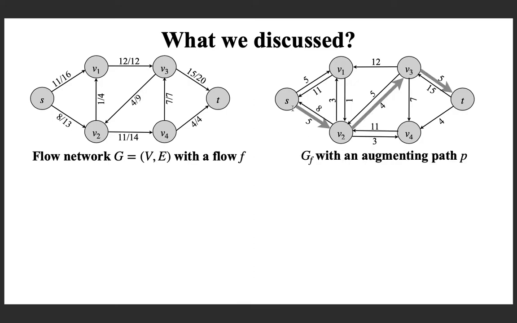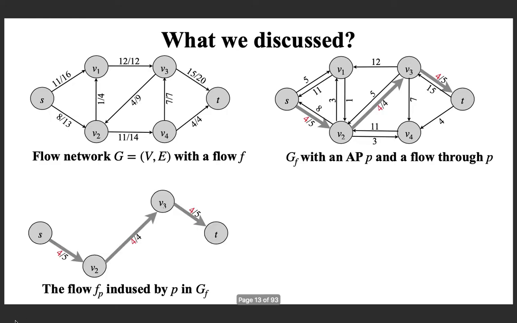Now, here in this given residual network, there is an augmenting path. Recall that an augmenting path is a simple source to sink path in the residual network, and the capacity of that augmenting path is 4, because in the middle the conduit allows only a maximum of 4 units. So, this is a flow along the augmenting path, and if you look at only that flow, this is it. That is a flow Fp induced by this path.